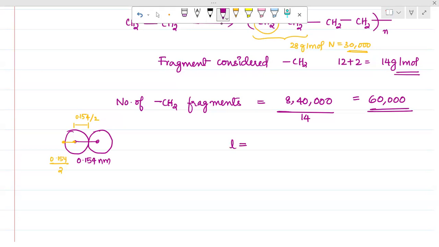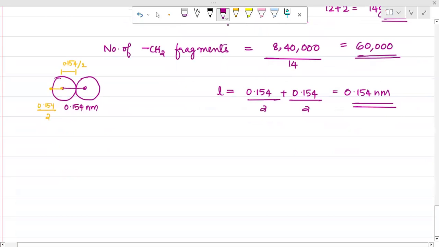What is the length? The length of the monomer unit is what we want. Here the fragment considered is CH2, which has only one carbon. So we need to get the length of just one fragment. And L is equal to 0.154 by 2 plus 0.154 by 2, which is 0.154 nanometers. So now we are ready to go.